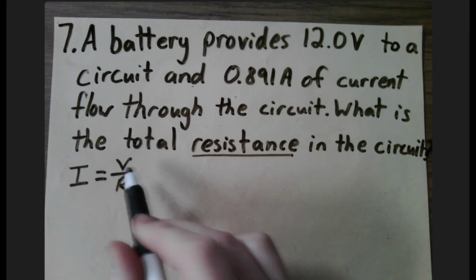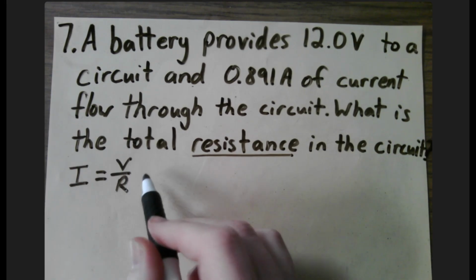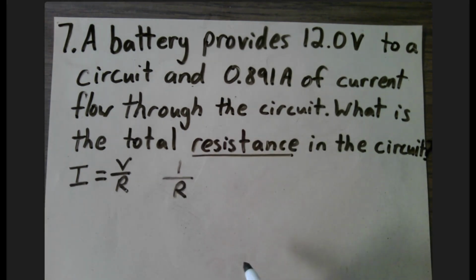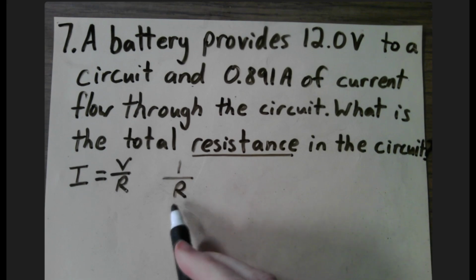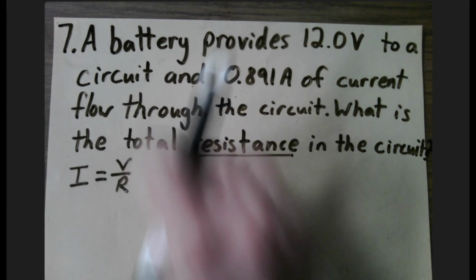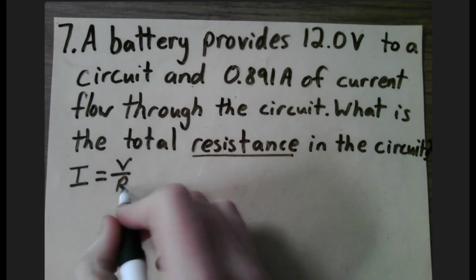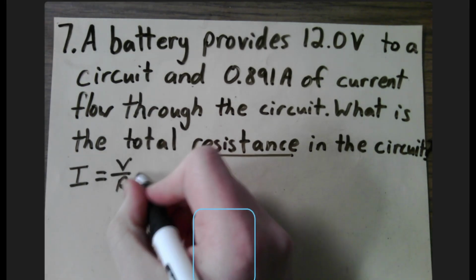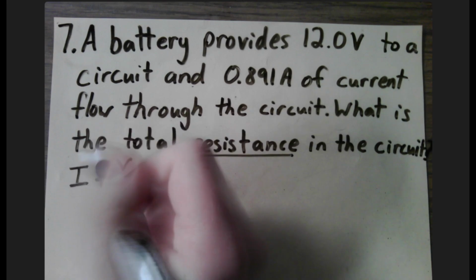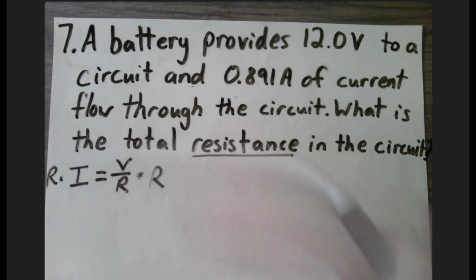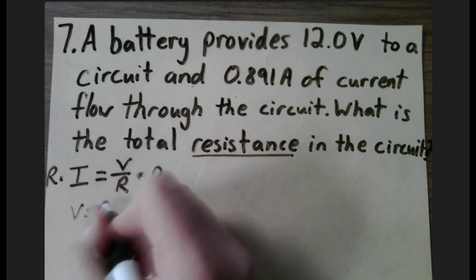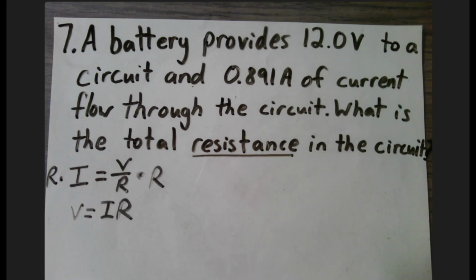Now we can't just divide by the V, because if we divided by the V, we would have 1 over R. And that doesn't work. 1 over R is not a whole number. So, for our first step, we got to get R by itself. So what we're going to do to get R out of being a fraction is multiply R on both sides. Now, I'm just going to write this to make it a little more legible. We have V equals I times R.